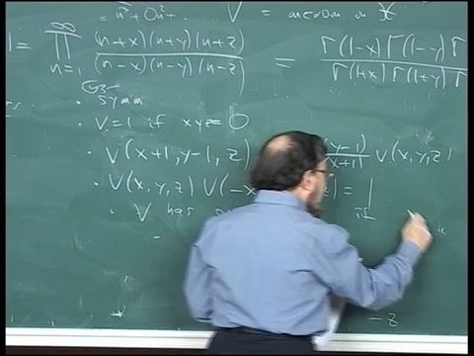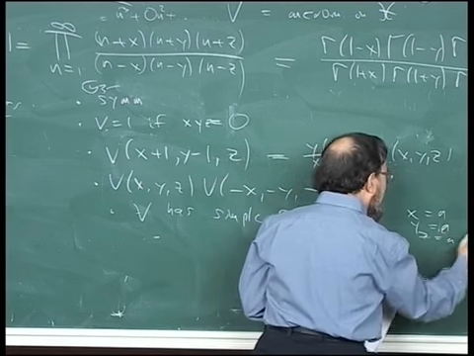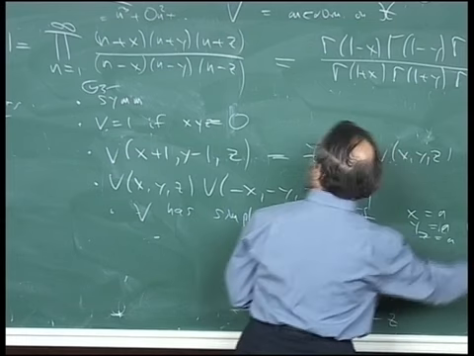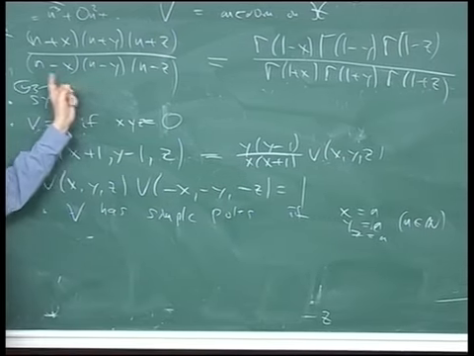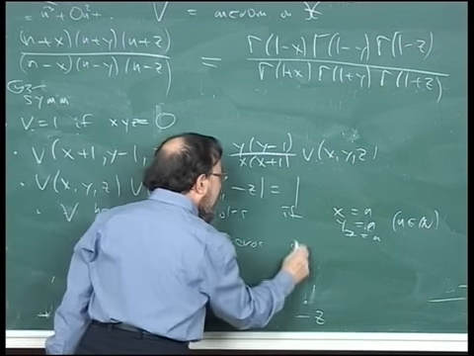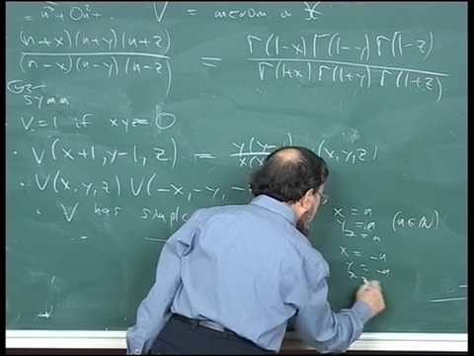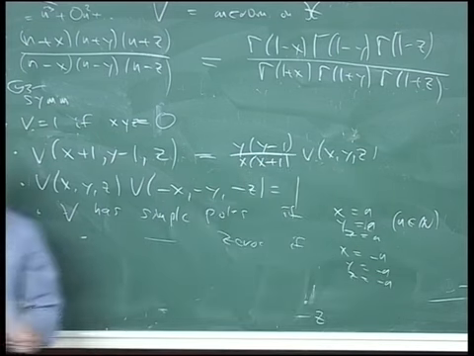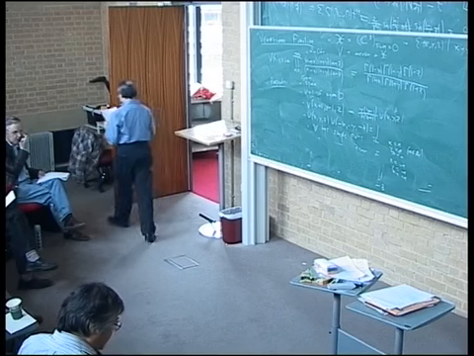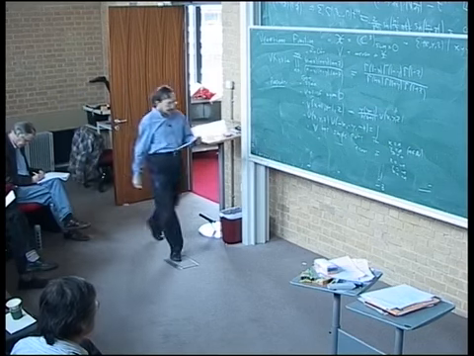For x equals n, or y equals n, or z equals n, where n is a natural number. That's simply because here they are. You see that x is n, y is n, and z is n, and simple zeros if x is minus n, y is minus n, or z is minus n, again with n. And again, that follows immediately from the thing. Okay, so this is the function.